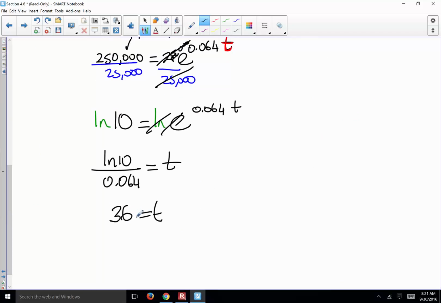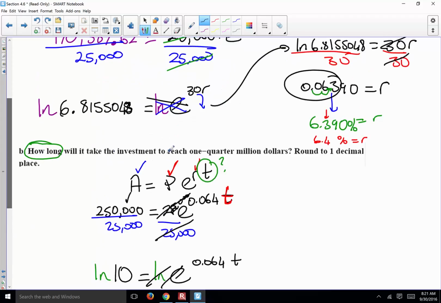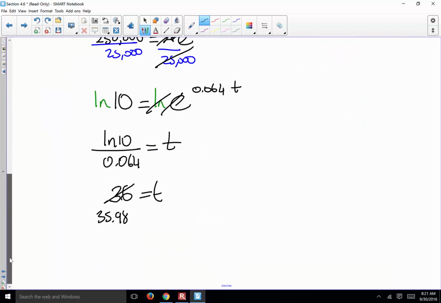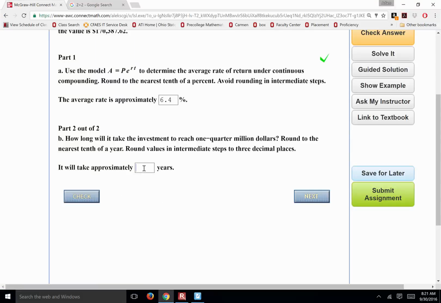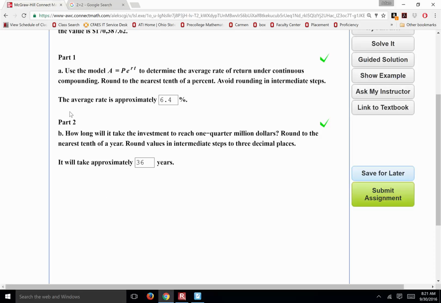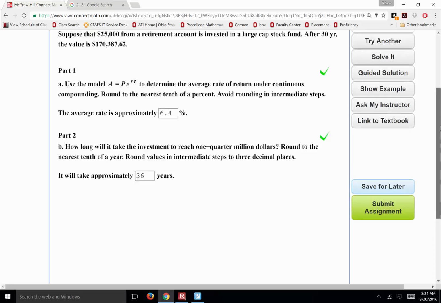No, you must have some digits, right? It was 35.98. Okay, 35.98, but you round it because it says round to one decimal place. So when you round up, the 8 rounds up, and this becomes 10, so it becomes 36. I told you it's more than 30 years, so it's 36 years. Alright, so far so good.